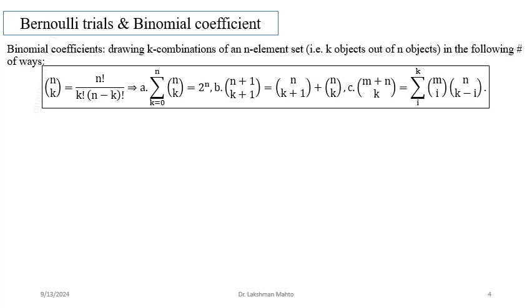You can call it k successes. Suppose there are k successes. If there are k successes, what does it mean? Out of n, there are k successes, which means the rest would be in the failure category, n minus k failures. So once you talk about k successes, at the same time you are saying that n minus k failures are there.